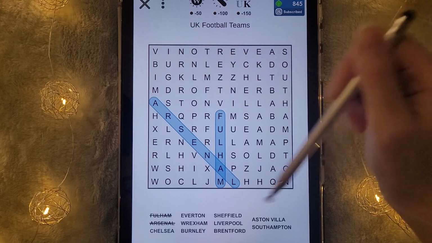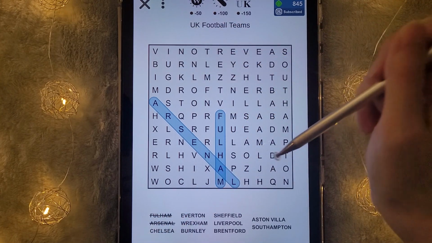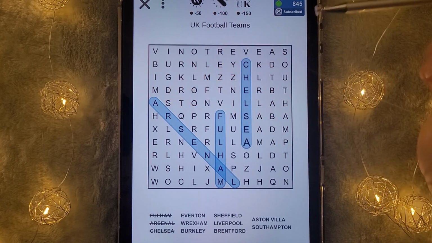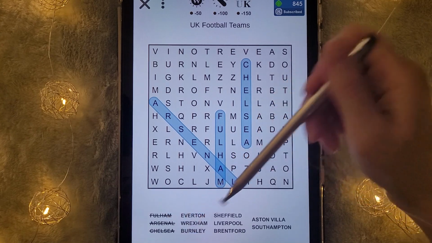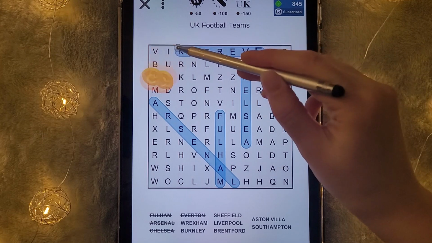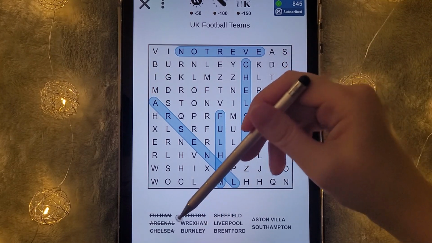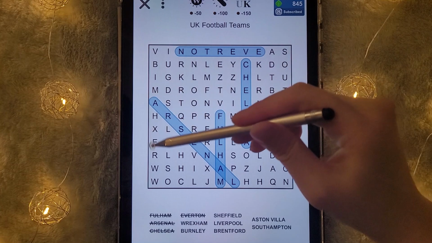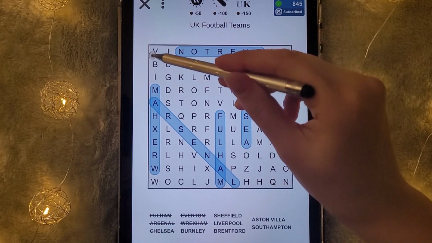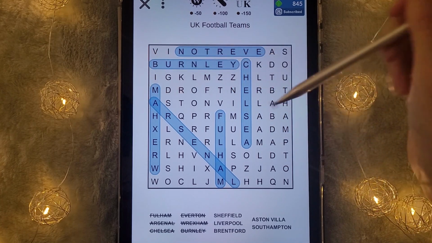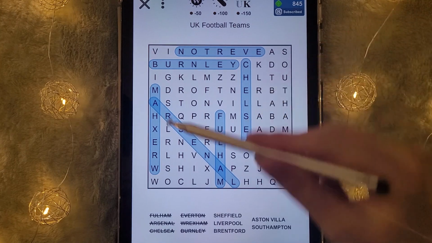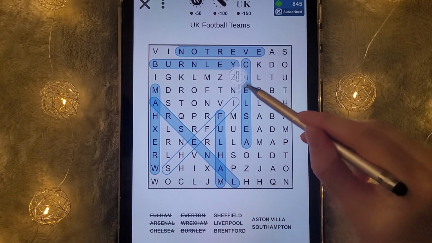Let's see. I'm looking for Chelsea now. Here's Chelsea. Let's look for Everton. And I see it right up here. Everton. And Wrexham. See that over here. Burnley. I saw that up here. And Sheffield. See that. Oh, I think that's right here. Sheffield.